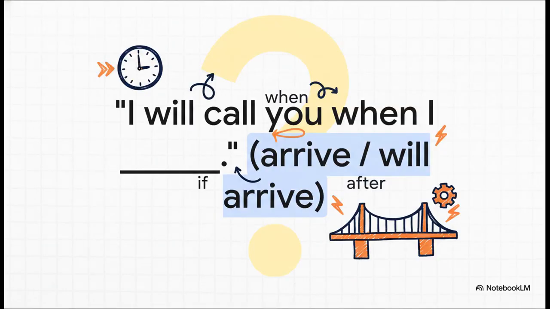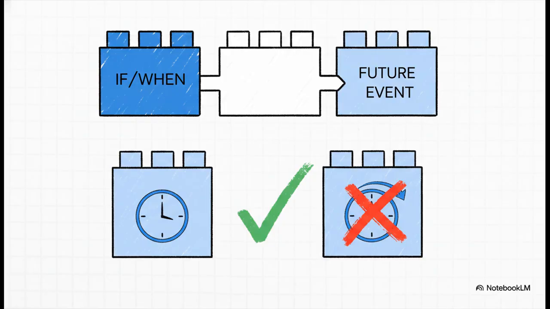Okay, here's a very common mistake. When you have a time clause, using a word like when or if or after to talk about the future, what happens to the verb? The correct answer is arrive. This is a simple but super important rule to remember. In these future time clauses, we always use the present simple, not a future form. So it's I will call you when I arrive.